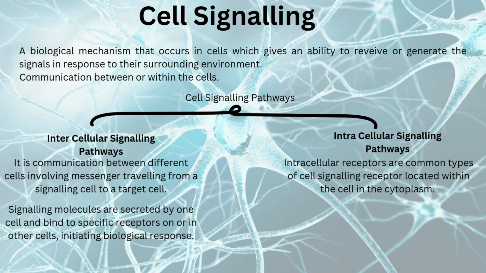Now, let us move on to cell signaling. Cell signaling is the process through which cells communicate with each other and respond to changes in their environment. This communication is essential for growth, development, immunity, and maintaining normal body functions. Cell signaling can occur between different cells, known as intercellular signaling, or within the same cell, known as intracellular signaling. Signaling molecules bind to specific receptors and trigger appropriate biological responses.